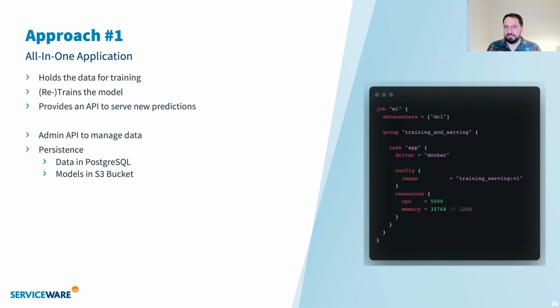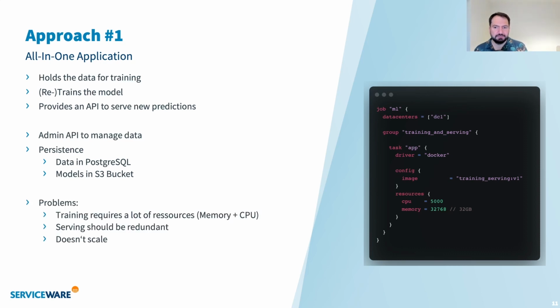How would this look from a Nomad jobs perspective? It's just one simple job file where you have one group with one application in there that holds all that in one container. And you can see already that it takes a lot of resources when you look at the resources block. So this is actually a problem because especially the training requires a lot of resources, and the serving, on the other hand, should be redundant. So this really doesn't scale.